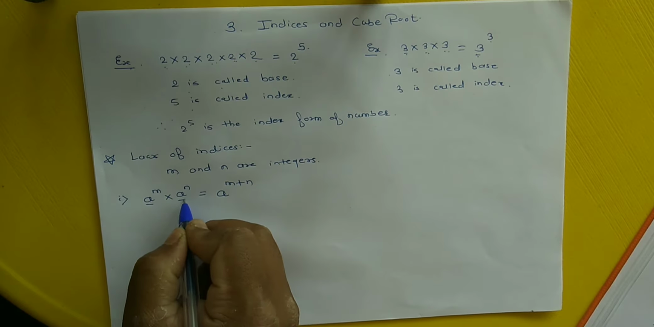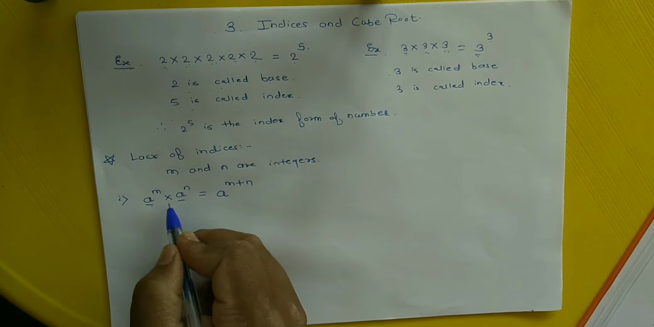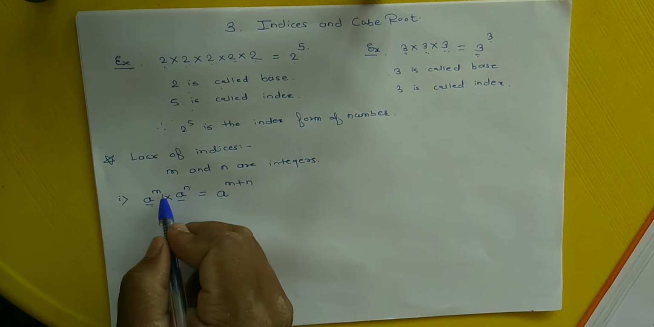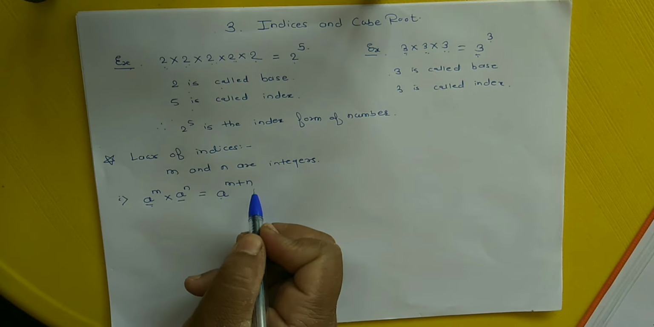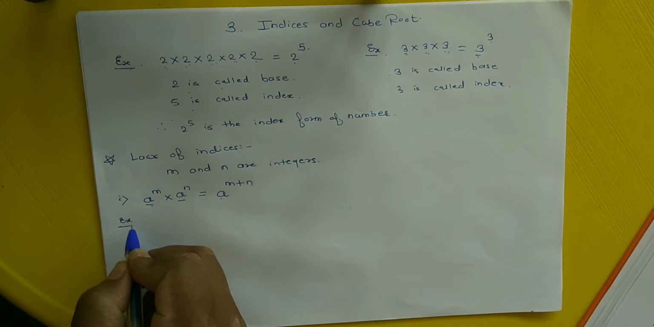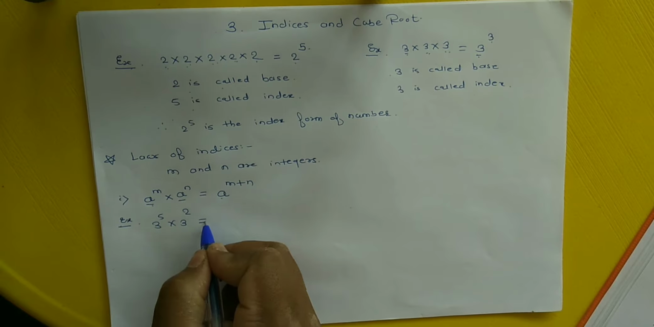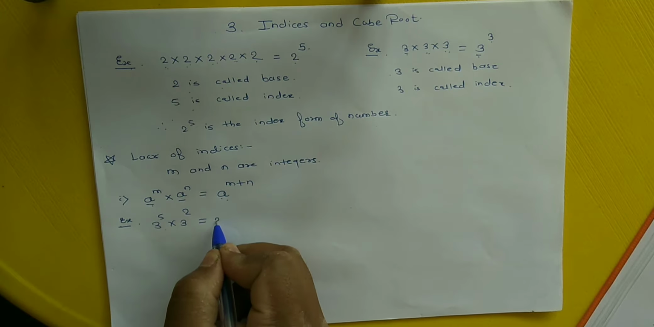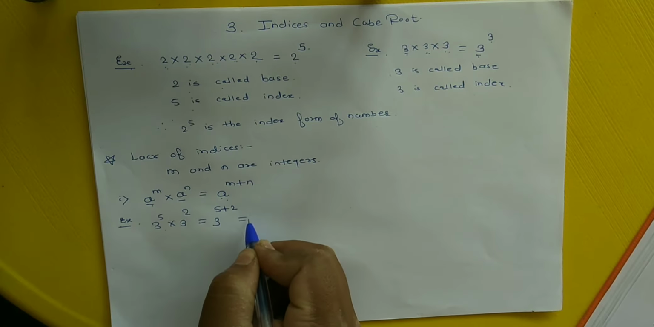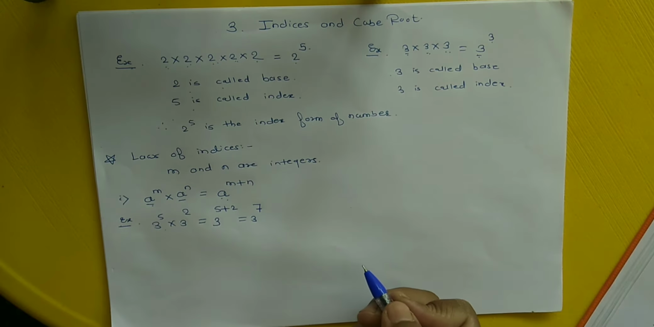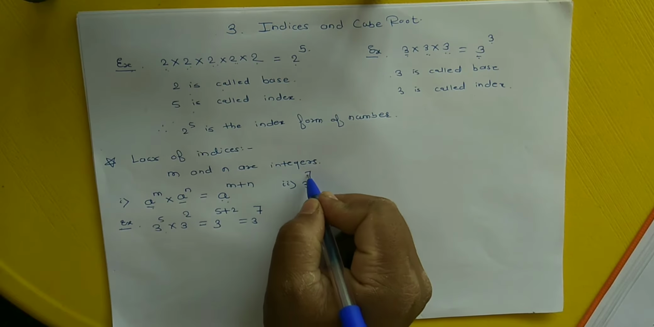The base a is what? Here, a is the base. So when the base is the same, their indices are added: a to the power m plus n. Here we consider an example, suppose 3 to the power 5 into 3 to the power 2. Here a is 3, and the indices can be added, 5 plus 2. So we can write 3 to the power 7.